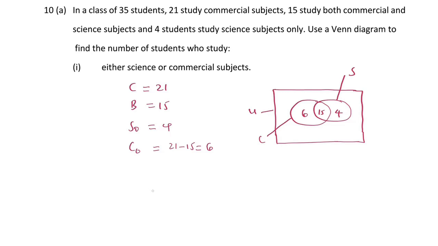Okay, so now to find students who study either commercial or science subjects, we are going to take 6 plus 15 plus 4, of which after summing the values, we have 25 students. For Roman 2, we are supposed to find the number of students who study neither science nor commercial subjects. Okay, so for this one, we are going to take the total number of students minus the number of students who study either commercial or science subjects. Then we have 35 minus 25, of which after solving the values, we get 10 students.